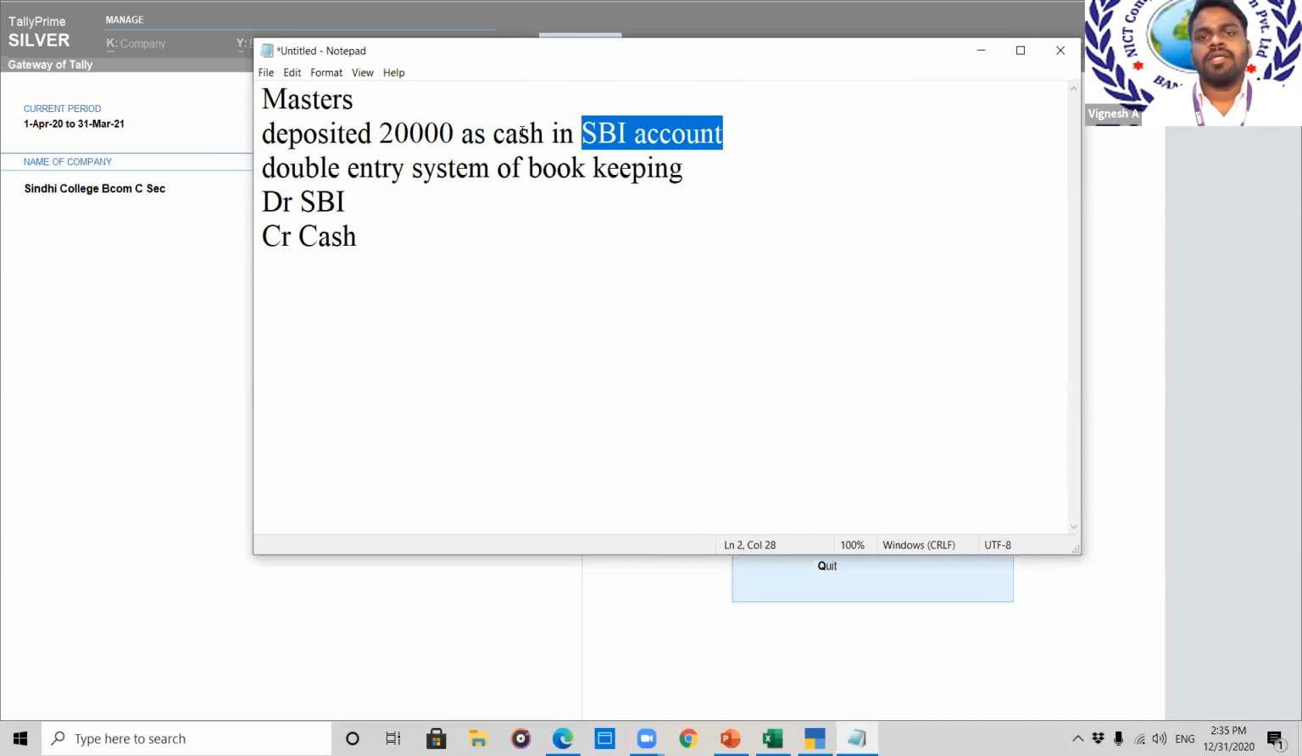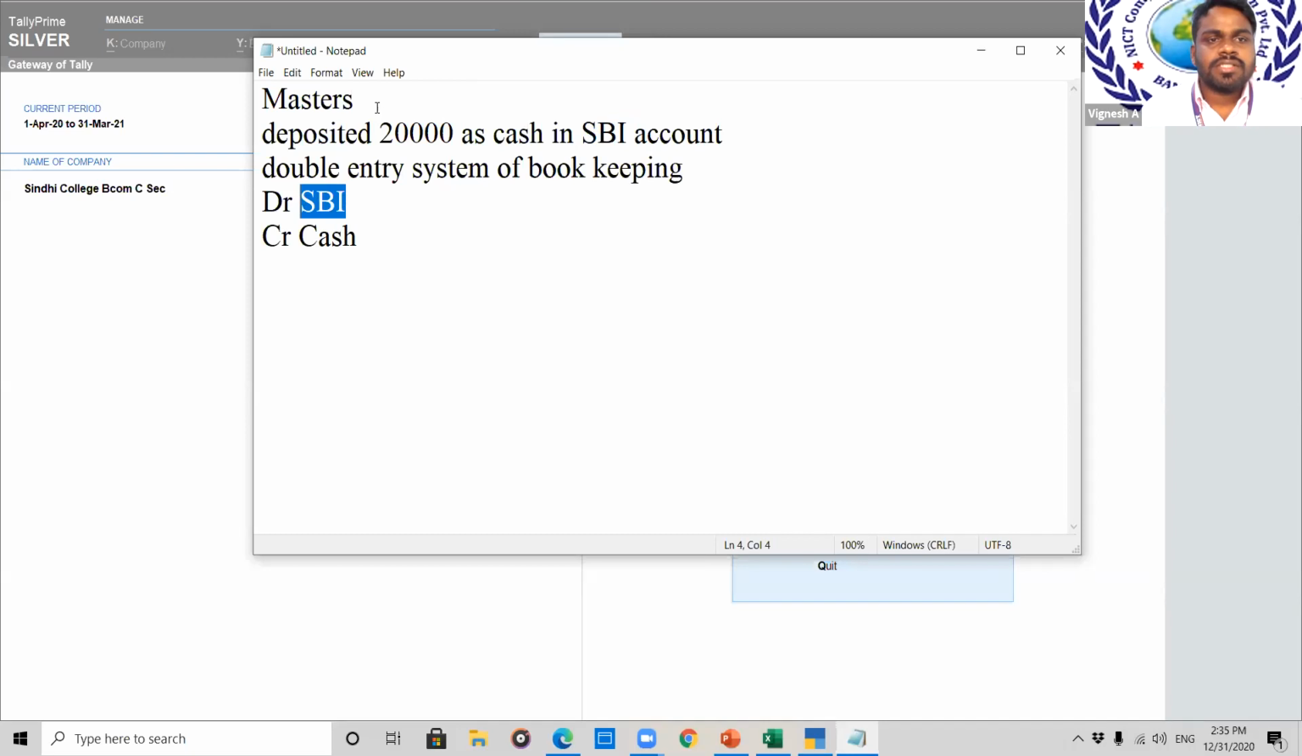Okay, when I apply my golden rules of accounting, that is real, personal and nominal. Real tells us debit what comes in and credit what goes out. Personal tells us debit the receiver and credit the giver. Nominal tells us debit all expenses and losses and credit all incomes and gains. This is the last rule. According to that rule, we take SBI as debit because money is received by SBI, and cash is going out of the account. So credit what goes out and debit the receiver is the rule I've taken.